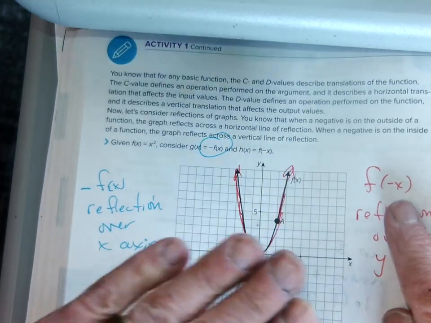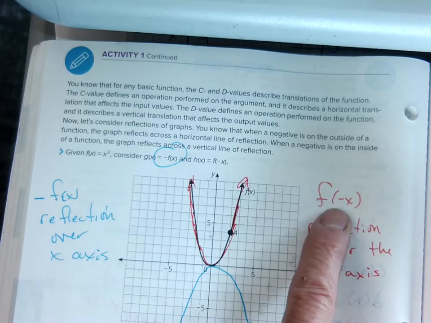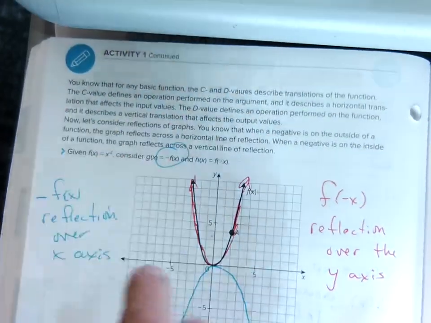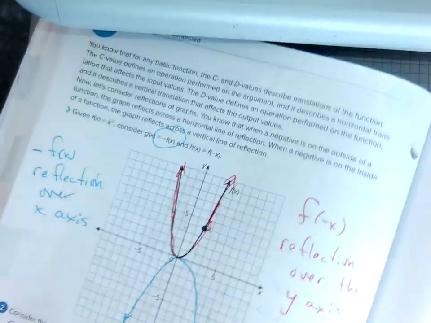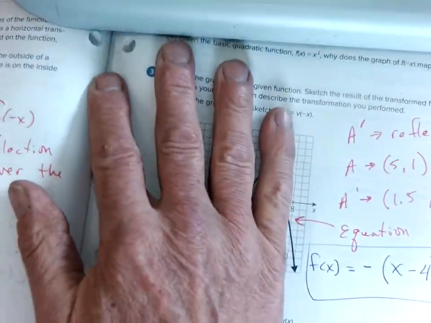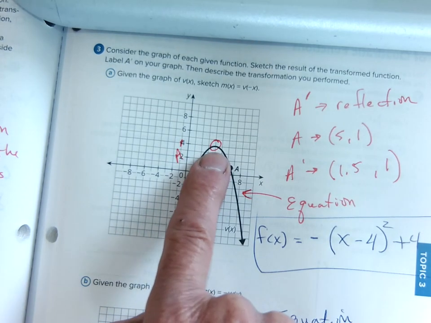So we took our parent function, we did it that way. And then we took our look at our negative f of x, which is a translation over the y-axis. So in this case, it doesn't really make any difference because it flips onto itself, okay? So then we took a look at what we call a multiple translation. So this one was moved over 4 and up 4, and it's upside down.